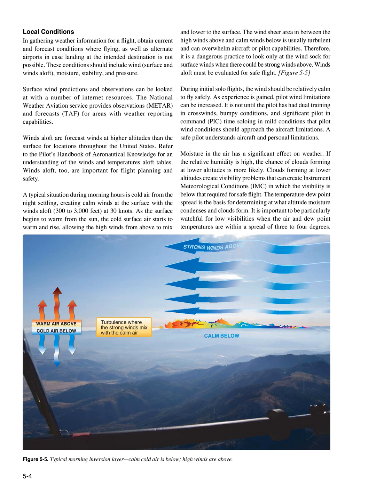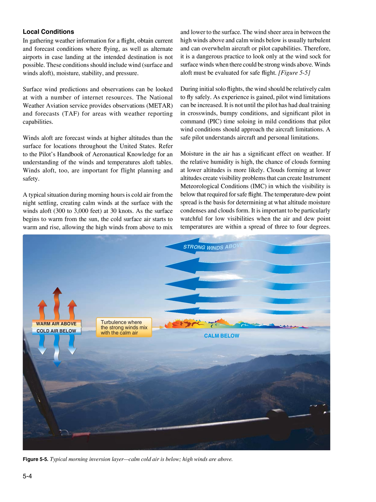Surface wind predictions and observations can be looked at with a number of internet resources. The National Aviation Weather Service provides observations, METAR, and forecasts, TAF, for areas with weather reporting capabilities. Winds aloft are forecast winds at higher altitudes than the surface for locations throughout the United States. Refer to the Pilot's Handbook of Aeronautical Knowledge for an understanding of the winds and temperatures aloft tables. Winds aloft, too, are important for flight planning and safety.